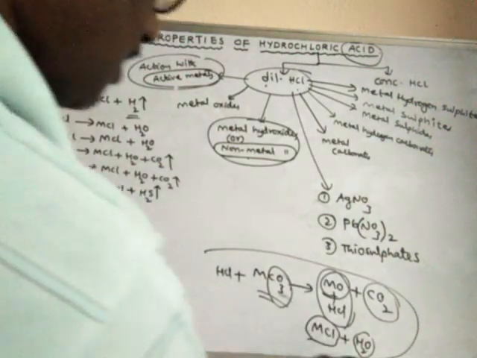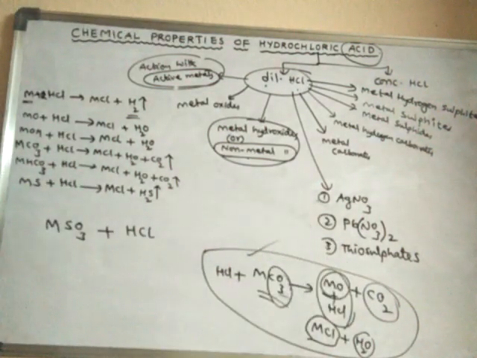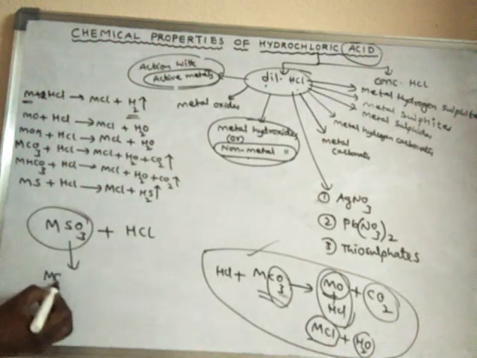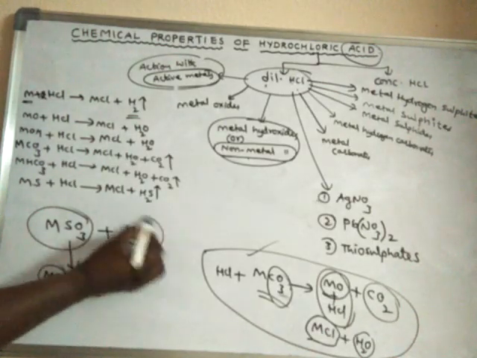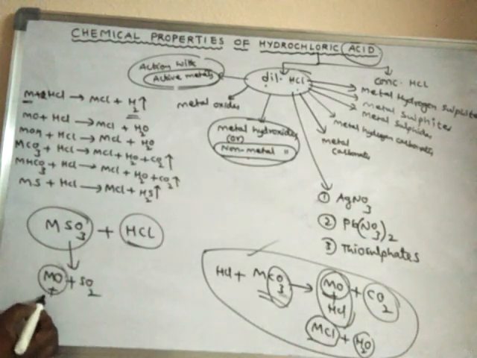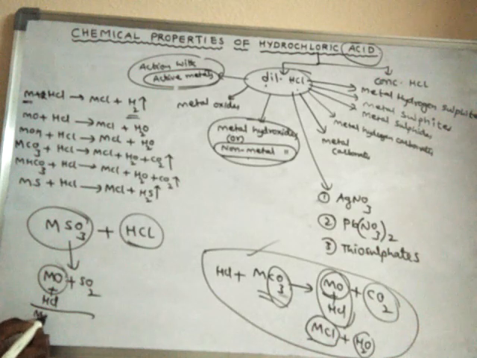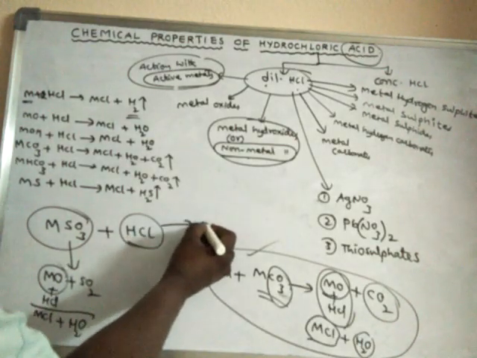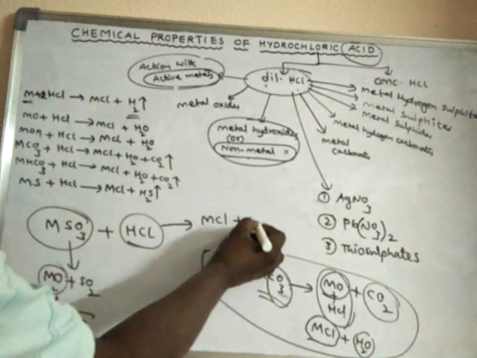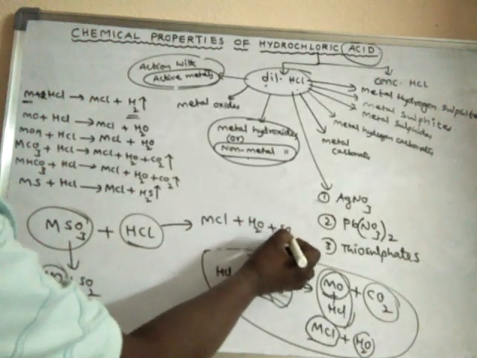So in the same way here also, this one will break down into metal oxide plus sulfur dioxide. Now this metal oxide will react with HCl. Metal oxide reacts with HCl to form metal chloride plus water. So that means with metal sulfites, what are the products? Metal chloride, water and sulfur dioxide gas.